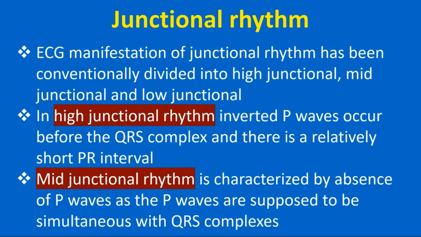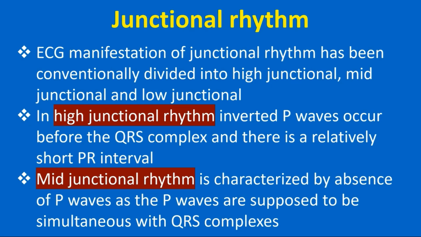ECG manifestation of junctional rhythm has been conventionally divided into high junctional, mid junctional, and low junctional. In high junctional rhythm, inverted P waves occur before the QRS complex and there is a relatively short PR interval.